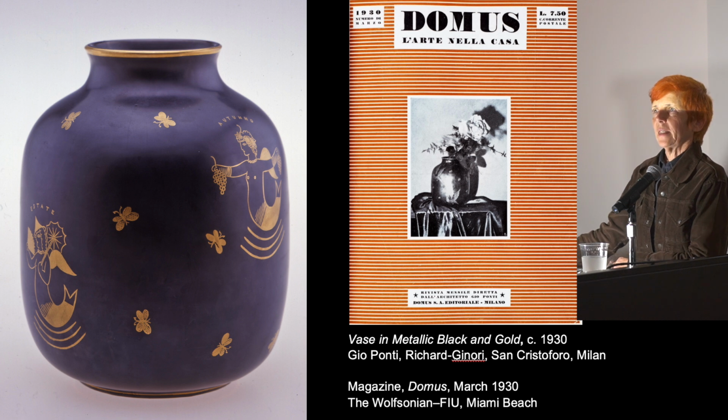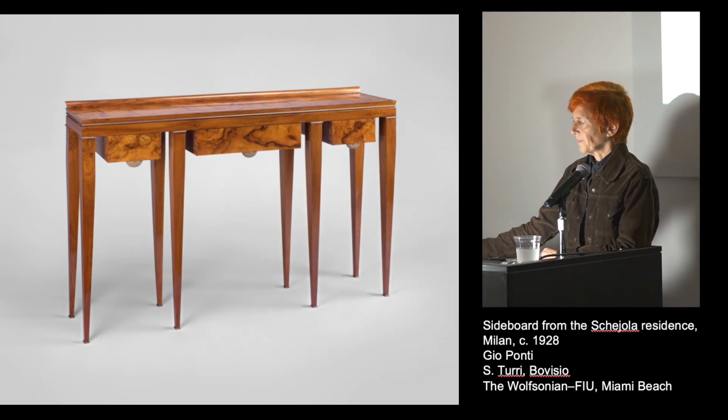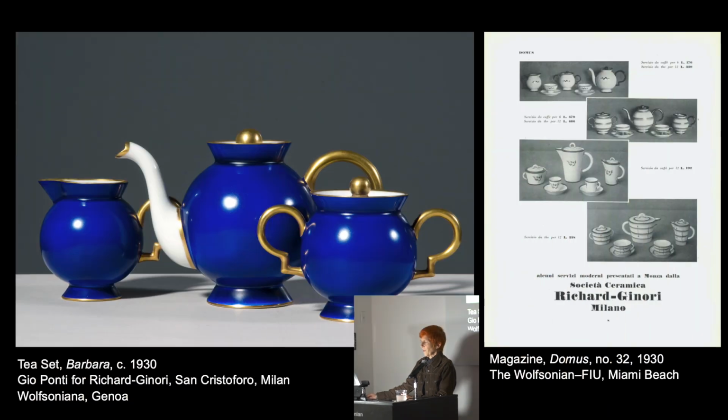And naturally, the expos were a way to spread the new taste and the new products, but also magazines. And Domus, which still exists now, was founded in Italy by Gio Ponti, and was the best way to know about new architecture, new design and decorative arts. Another piece by Gio Ponti. Again, as you can see, it looks at 18th century furniture, but makes it much more geometric and modern.